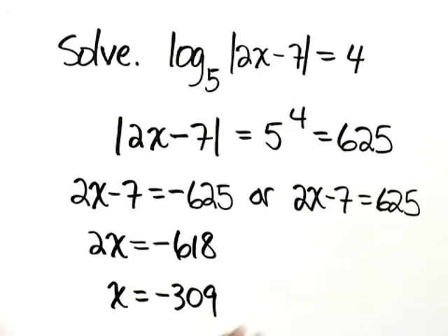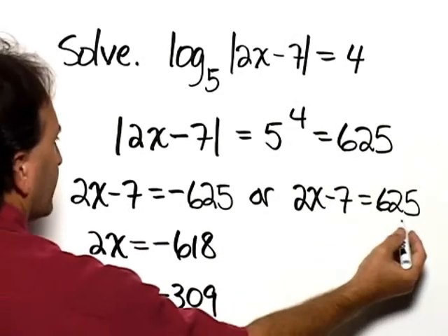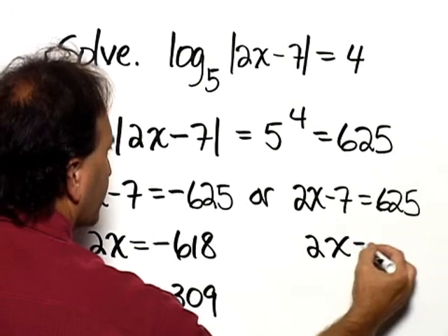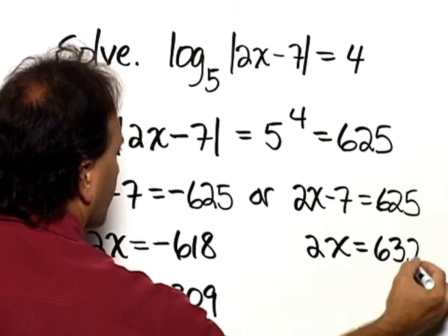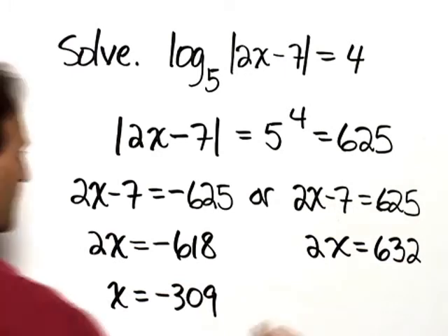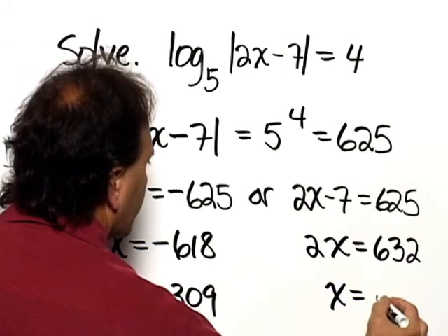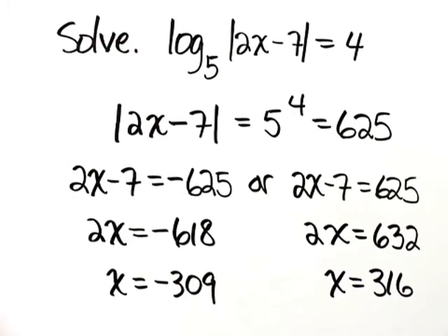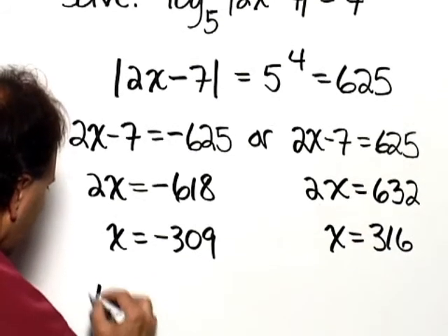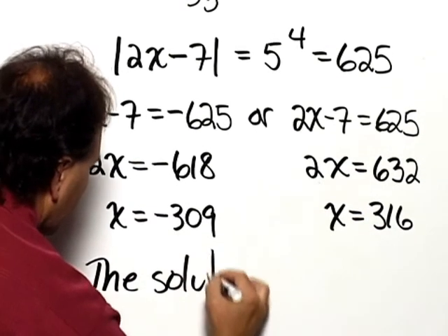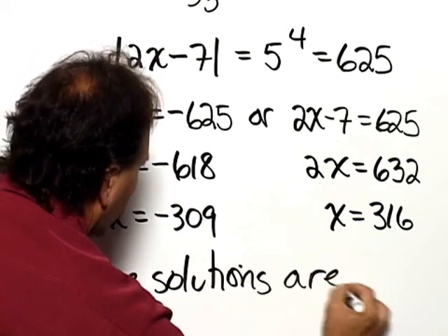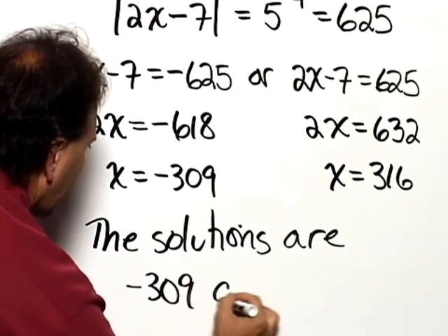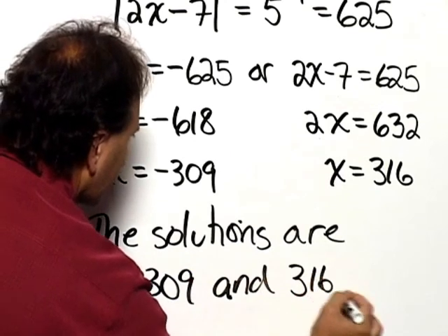Let's solve the other linear equation. Adding 7 to both sides, we get 2x is equal to 632. Dividing both sides by 2, we have x is equal to 316. You should check both answers, and if you do, you'll find that both solutions do check, and therefore the solutions are negative 309 and 316.